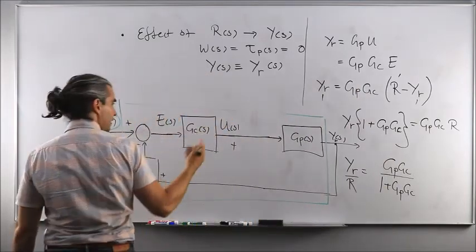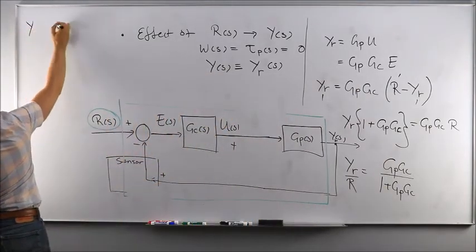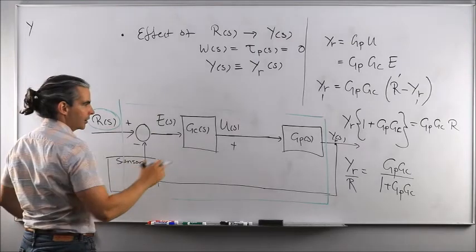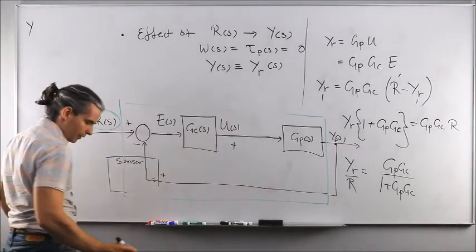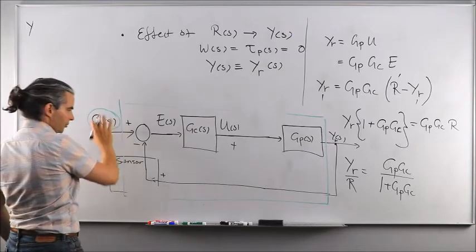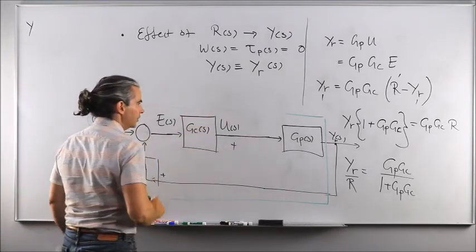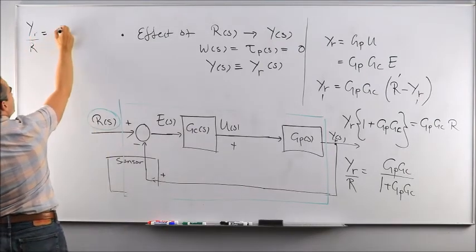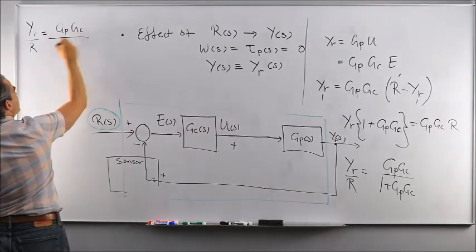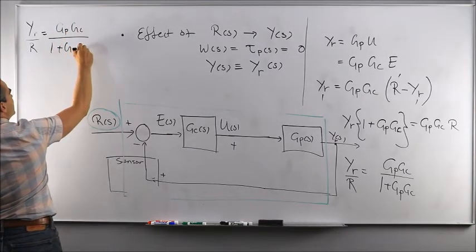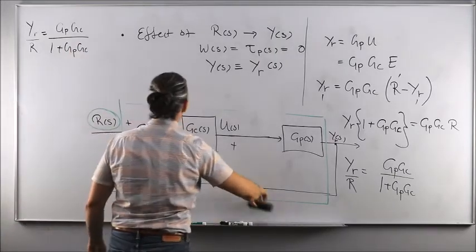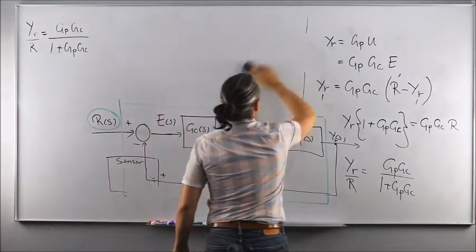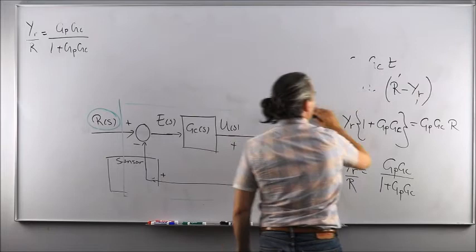Okay? So let's keep that in our back pocket. That will become handy ultimately when we're done analyzing the individual effects of the individual inputs, because we're going to sum all these three transfer functions together to get the contributions of everything at the same time onto the output. Okay, so YR over R equal to GP GC over 1 plus GP GC. Good. So that is the effect of the reference signal on the output.